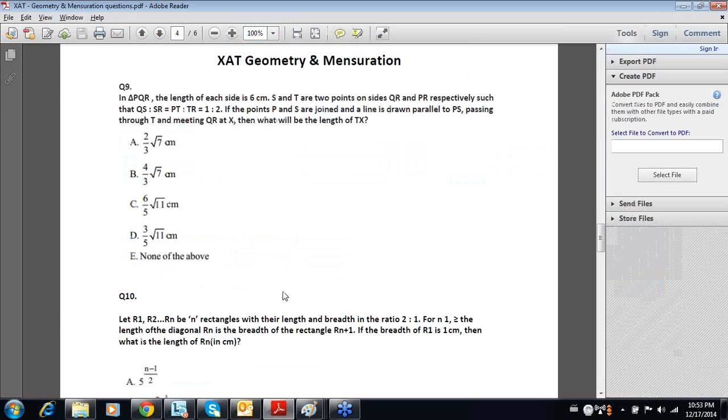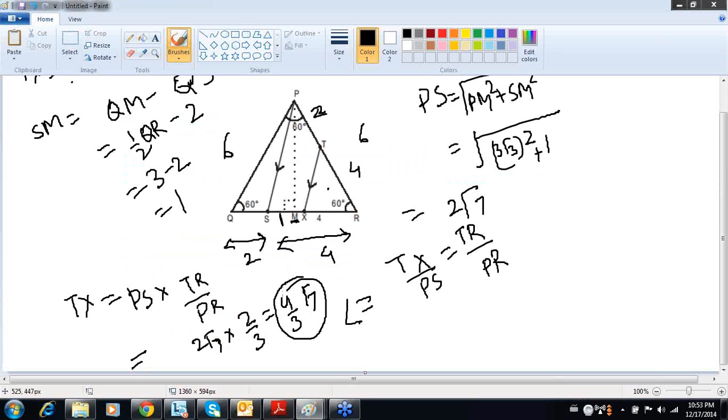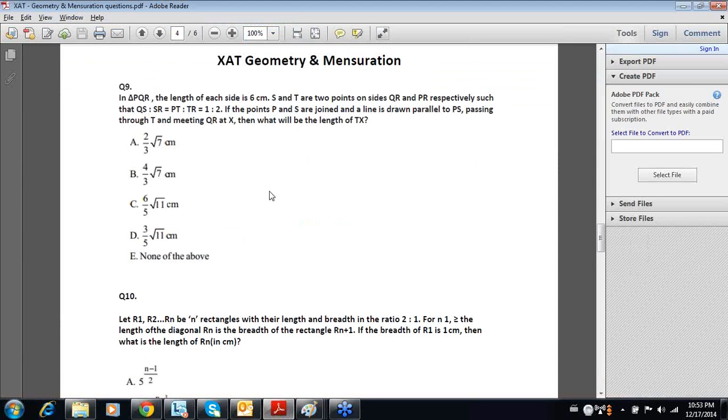We have option number B, 4 by 3 root 7. We'll go ahead and mark that option. Clear with this? Does anybody need an explanation? You can ask right now. Okay, I believe everybody is clear with this. So let's move on to question number 10.